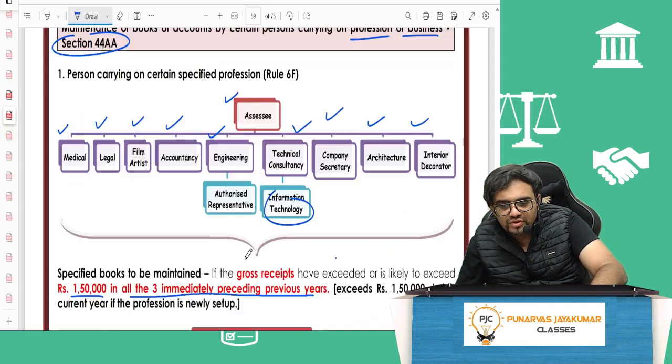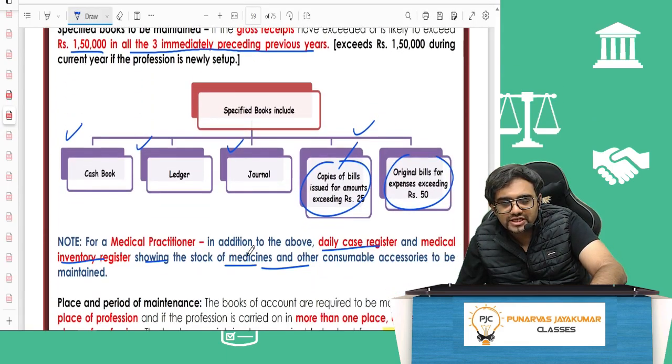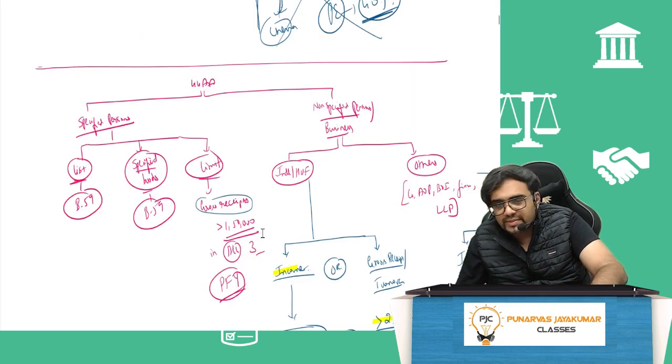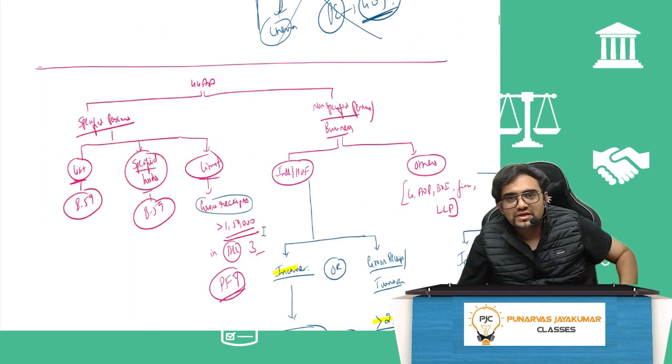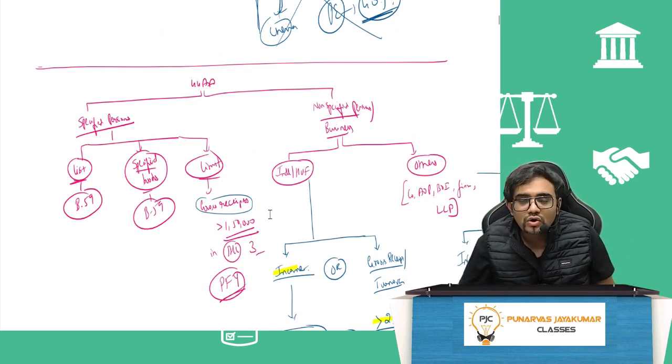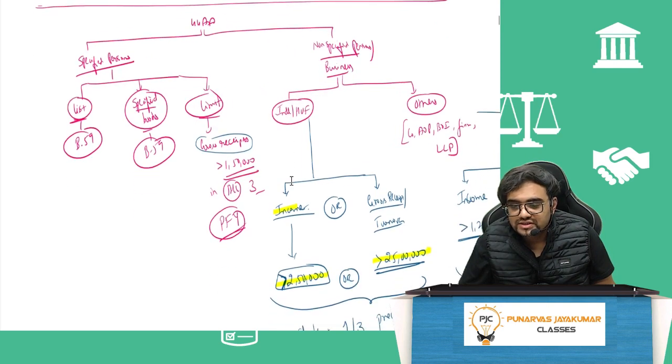What are specified books? Specified books will be cash book, ledger, journal, copies of bills, original bills for expenses exceeding 50 and all those things. Limit: gross receipts greater than 1,50,000 in all the three preceding financial years. This will come. Then we have non-specified business, individual or HUF and others.